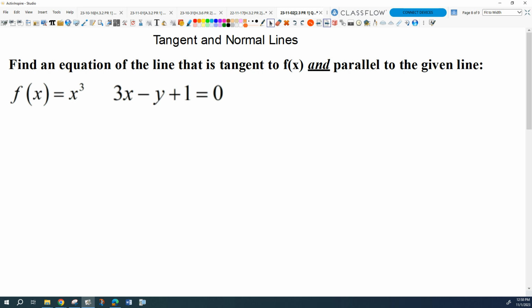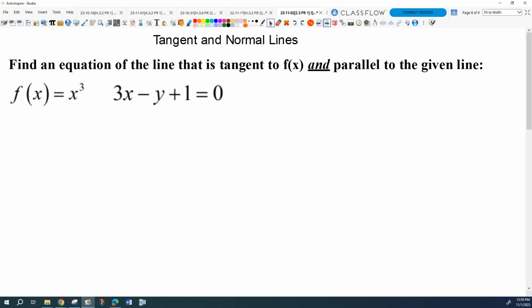Okay, so last issue, an application, right? Here's something important that we want to be able to do. Find an equation of the line that's tangent to f of x and parallel to the given line. Okay, that's a good question. So think what that means. We want an equation of a line that's a tangent line of this function, right? There are an infinite number of tangent lines of this function. We want to pick the one or however many there are. We want to find the tangent lines that are tangent to f of x and parallel to the line.